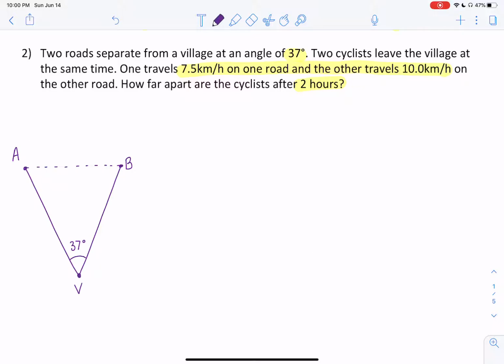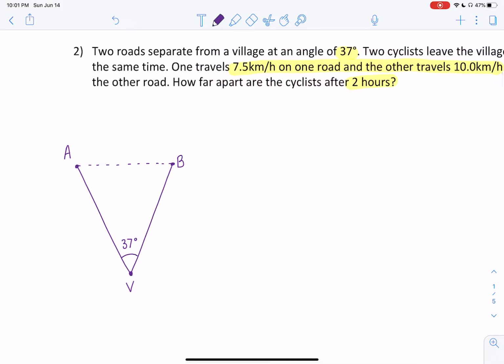Next, we're given their speeds. So, cyclist A is going 7.5 kilometers an hour for 2 hours. So, they go 7.5 in the first hour and 7.5 kilometers in the second hour. So, to figure out how far they go is 7.5 multiplied by 2. So this side is 15 kilometers. So that's what goes here.